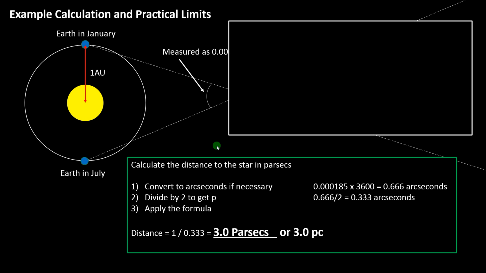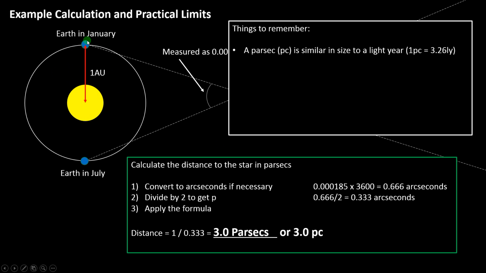Okay, so what are the limitations and comments on this? Just in terms of how large these distances are, a parsec is similar in size to a light year. In fact, 1 parsec is just over 3 light years. In terms of its relationship to the astronomical unit, just to give you an idea, the parsec is about 200,000 astronomical units. So that gives you an idea of how much further apart stars are than the planets are around them.